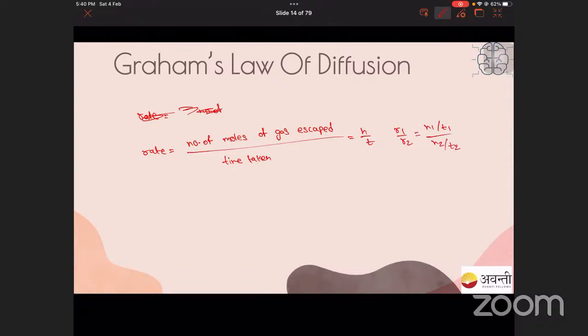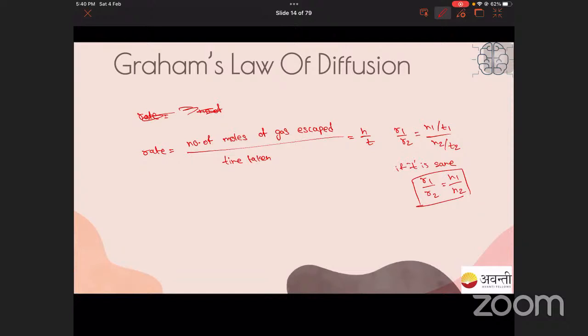If the time taken is same, the both gases in the same cylinder, and you are opening the hole for the same time, then the time taken will be same. If T is same, rate of first gas by rate of second gas is directly proportional to N1 by N2, how many moles of gas are present in the cylinder.